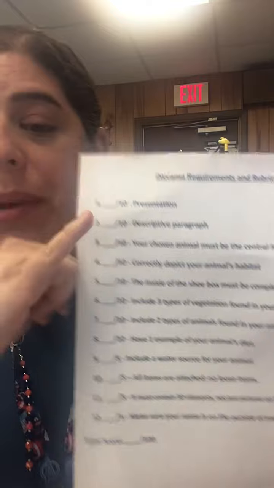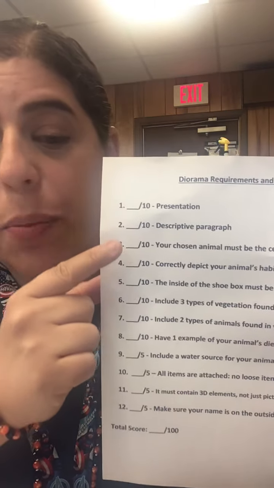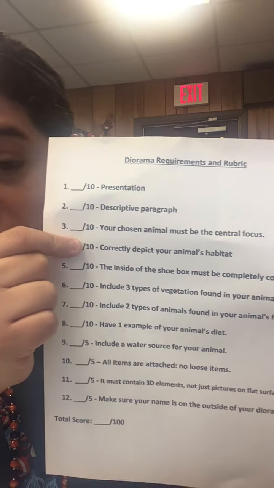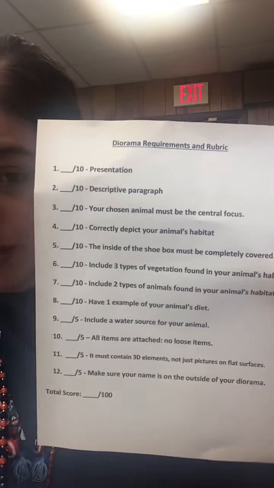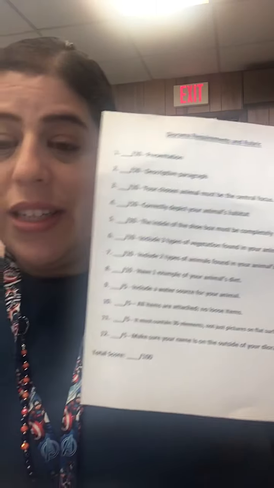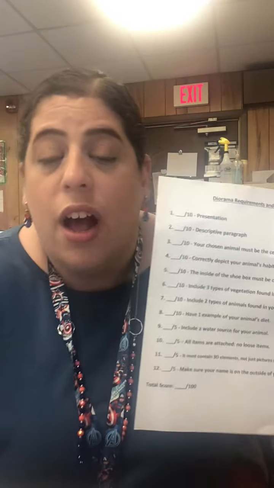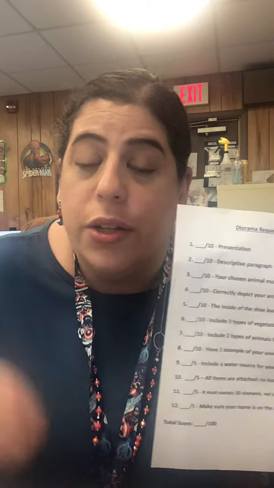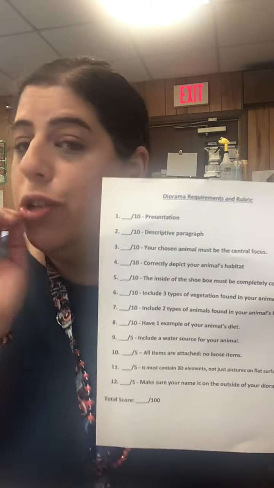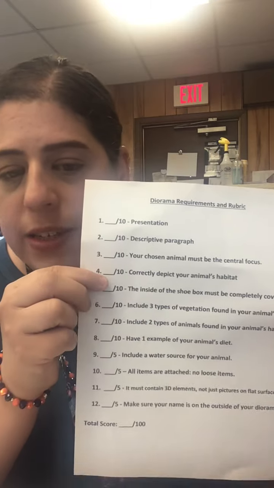These 10 points are going to be awarded at the end when the students present their projects. These 10 points will be for a paragraph that they will write about the animal that they chose and researched. Then over here, your chosen animal needs to be the central focus of your project. So I know that you'll be including maybe other animals that live there, but I need to be able to tell which animal you chose just by looking at it. It needs to be obvious, okay?